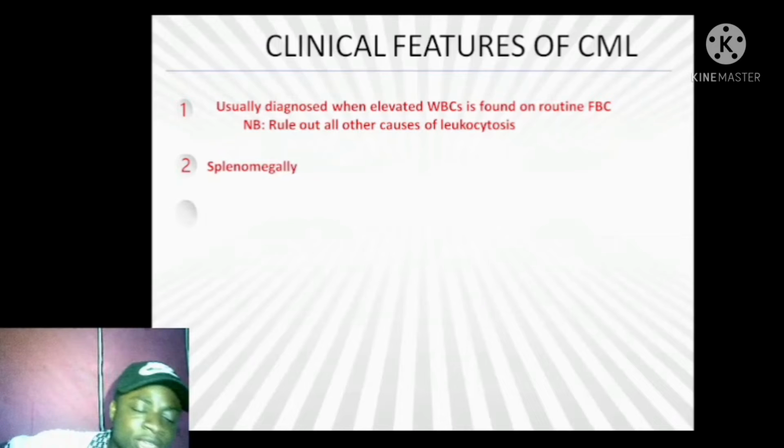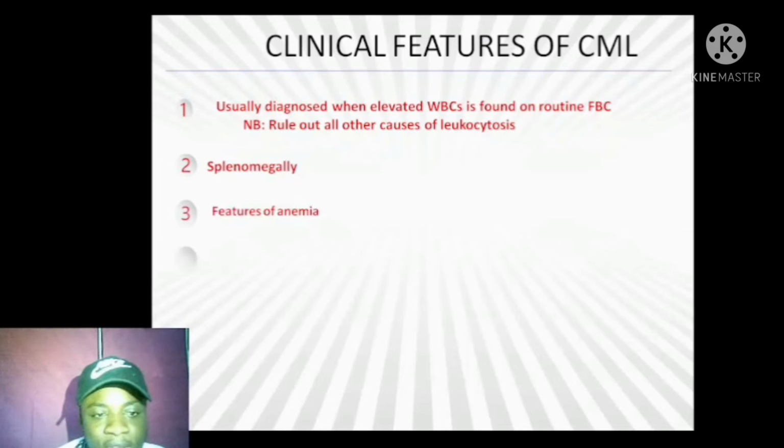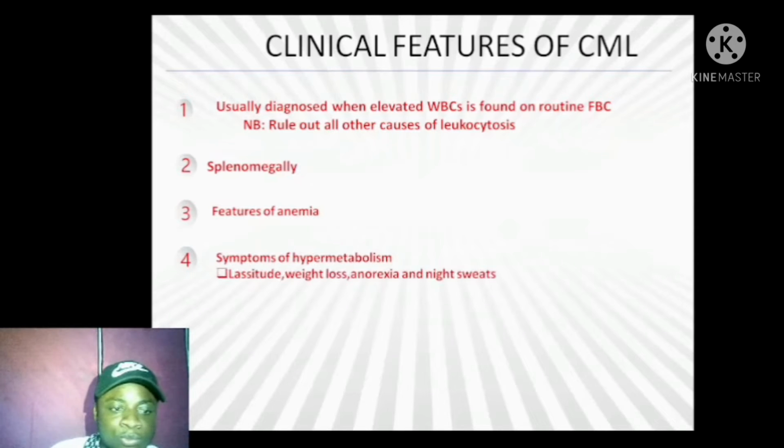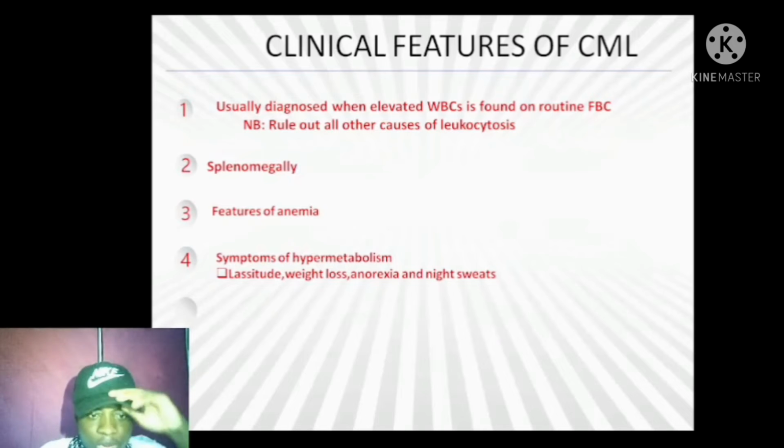The patient may present with splenomegaly. I've explained why there is splenomegaly. Now you see features of anemia. I hope you remember the features of anemia, fatigue, those things. Very important. Then the diagnosis is also made when there are symptoms of hypermetabolism. Hypermetabolism means increased metabolism. Symptoms of hypermetabolism may include lassitude, weight loss, anorexia, and the person will sweat at night, because there is ongoing metabolism in the body, because there are a lot of malignant cells.